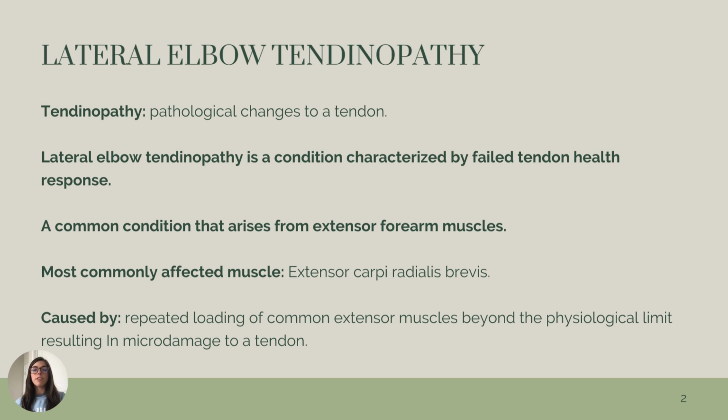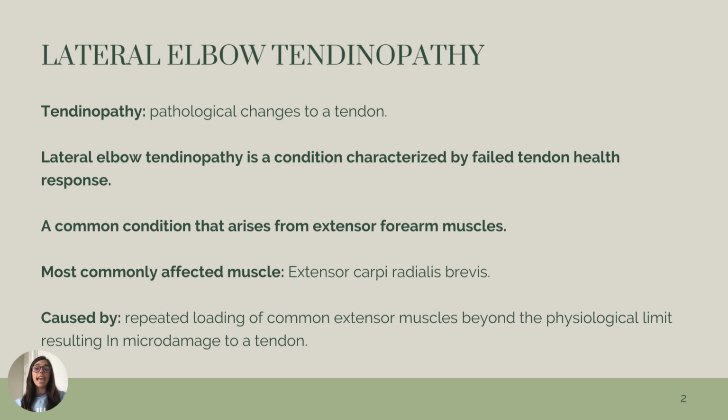And so the textbook defines tendinopathy as any pathological change to a tendon. And so lateral elbow tendinopathy, based off of the tendinopathy definition, you can guess it's in the lateral elbow. And it's a condition characterized by failed tendon health response. And it's actually kind of a common condition that arises from the extensor forearm muscles. And this is about 3% of the cases annually that therapists will see. And the most commonly affected muscle is the extensor carpi radialis brevis.